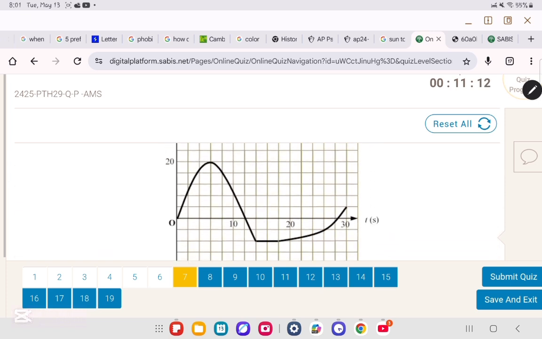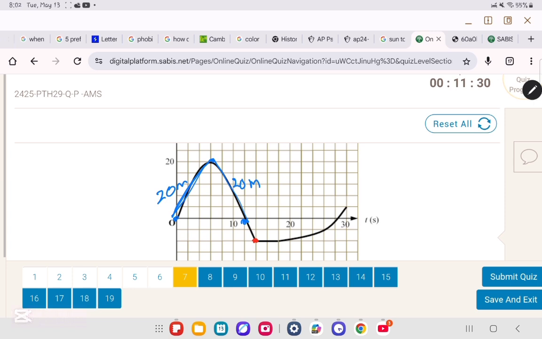Okay, now this one is interesting. The total distance traveled over the course of 30 seconds. From here till here, he moved what? A distance of 20 meters. From here to here, he moved a distance of what? Of also 20 meters. So you have to take it in the absolute value.